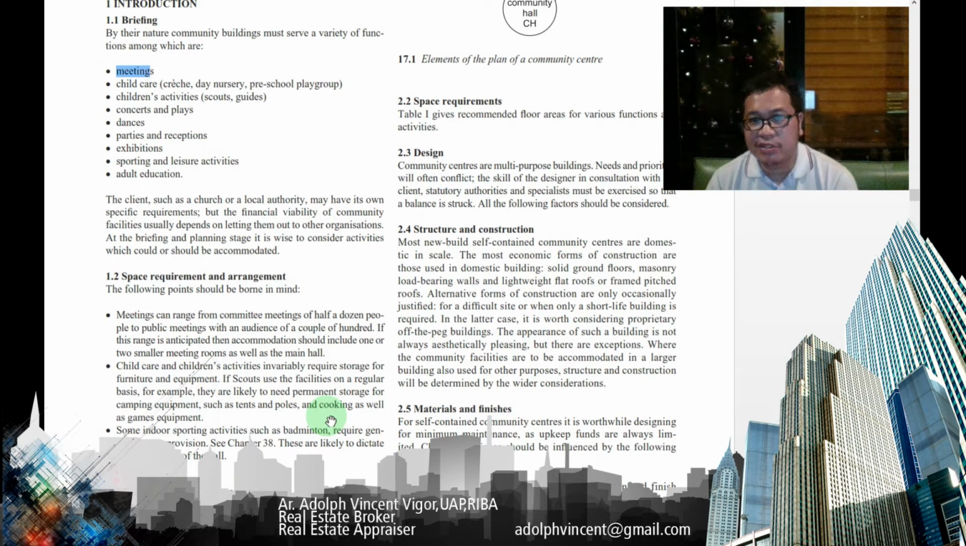Alternative forms of construction are only occasionally justified for a difficult site or when a short life building is required. In the latter case, it is worth considering proprietary off-the-peg buildings. The appearance of such a building is not always aesthetically pleasing, but there are exceptions, where the community facilities are to be accommodated in a larger building also used for other purposes. Structure and construction will be determined by wider considerations.